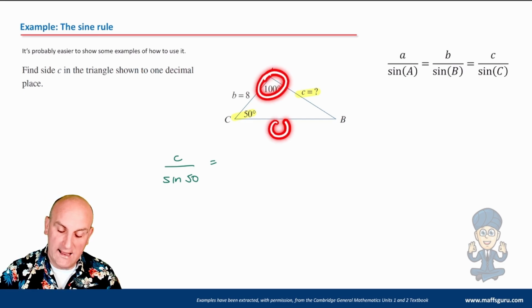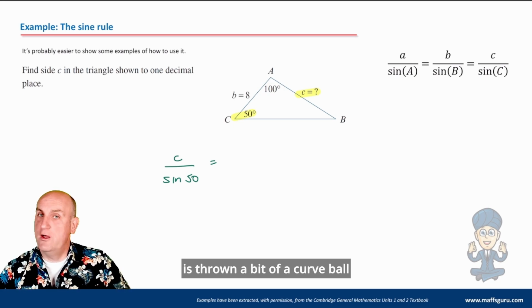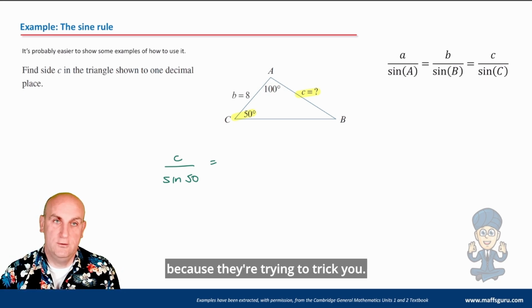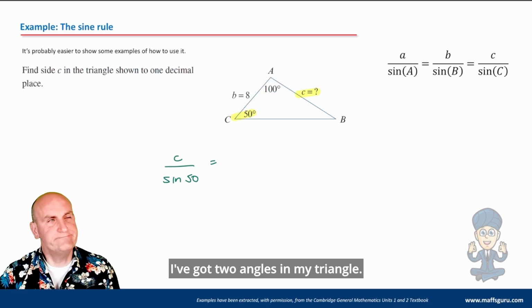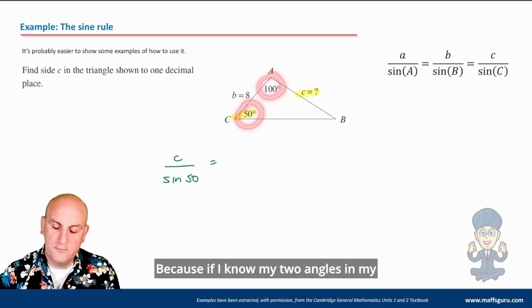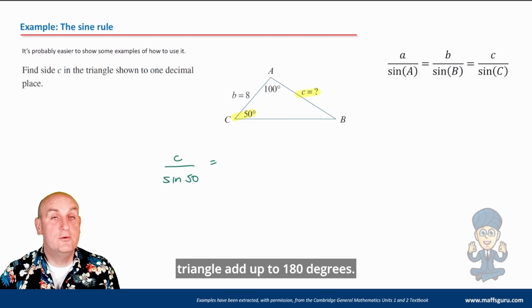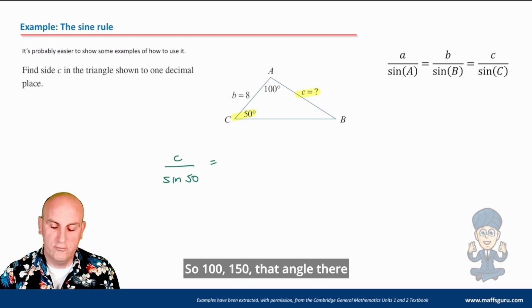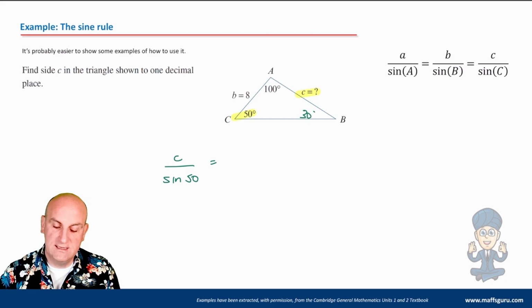I've got 100. Oh, hold on a moment. And this is where the question's thrown a bit of a curveball, because they're trying to trick you. What do you notice? I've got 2 angles in my triangle. That's not that tricky. Because if I know 2 angles in my triangle, can I find my third one? Absolutely, because angles in a triangle add up to 180 degrees. So 100, 50, that angle there would have to be 30 degrees.